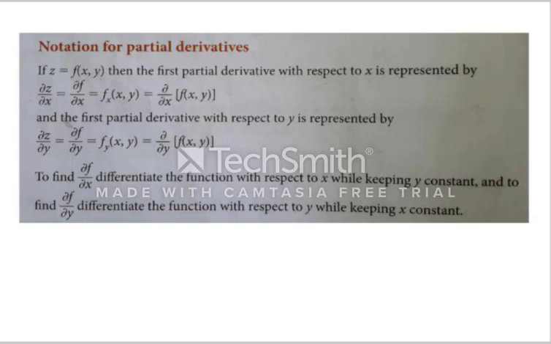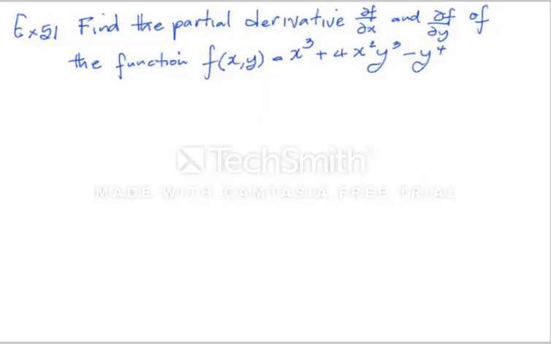To find delta f delta x, which is the first derivative of f with respect to x, differentiate the function with respect to x while keeping y constant, and to find delta f by delta y, differentiate the function with respect to y while keeping x constant. When I say keeping x constant, you treat it as if it is a constant.